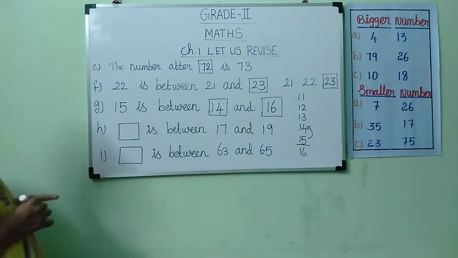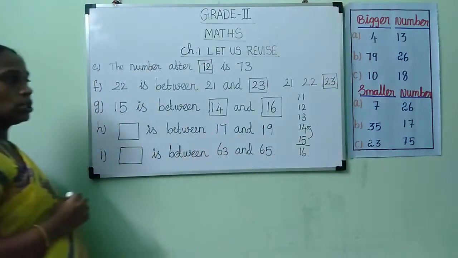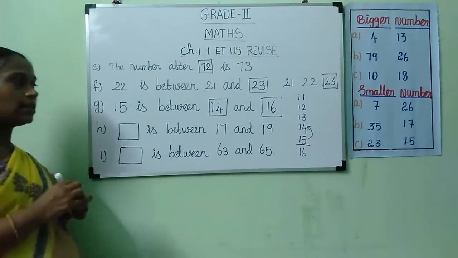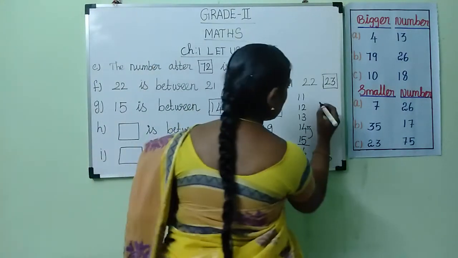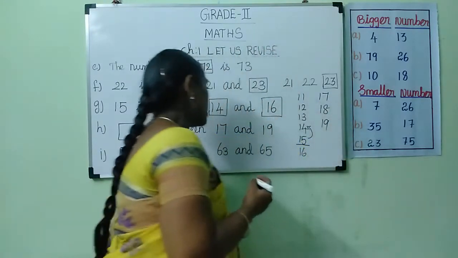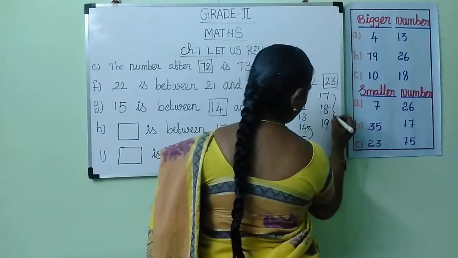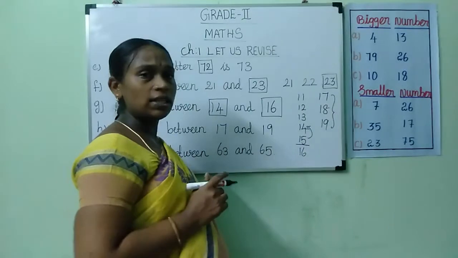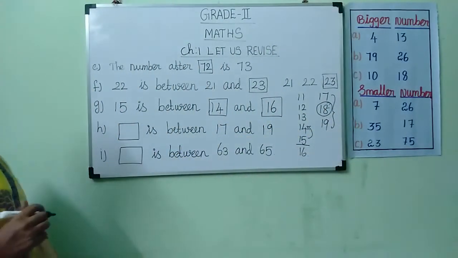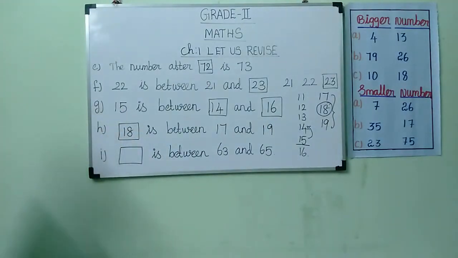Okay. The next one, dash is between 17 and 19. So 17 and 19, which number comes between? Between means center number. See, 16, after 16 comes 17, 18, 19. Here it is asking 17 and 19. So which number is between 17 and 19? Yes, 18. 18 is a between number. You should write here 18. Are you clear?